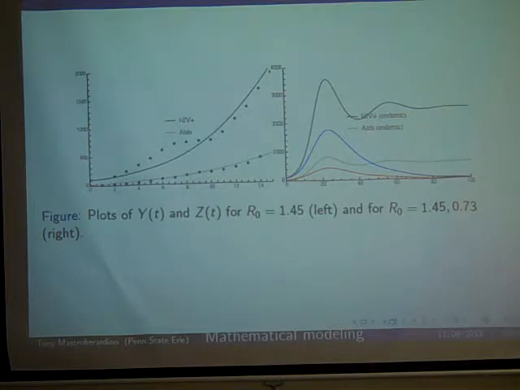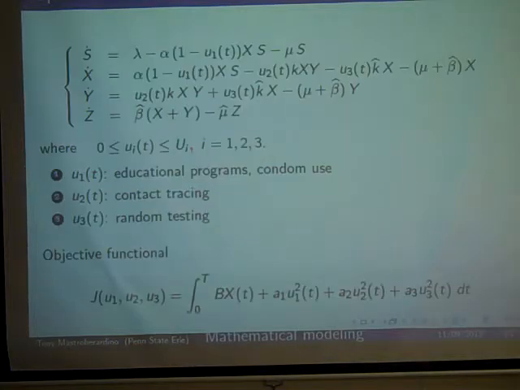On the right, basically what I did was I chose two different values of the basic reproduction number. In one case the endemic equilibrium is stable, and in the other, the disease-free equilibrium is the stable point. So you can see the black and gray are endemic equilibrium, the blue and red are disease-free.